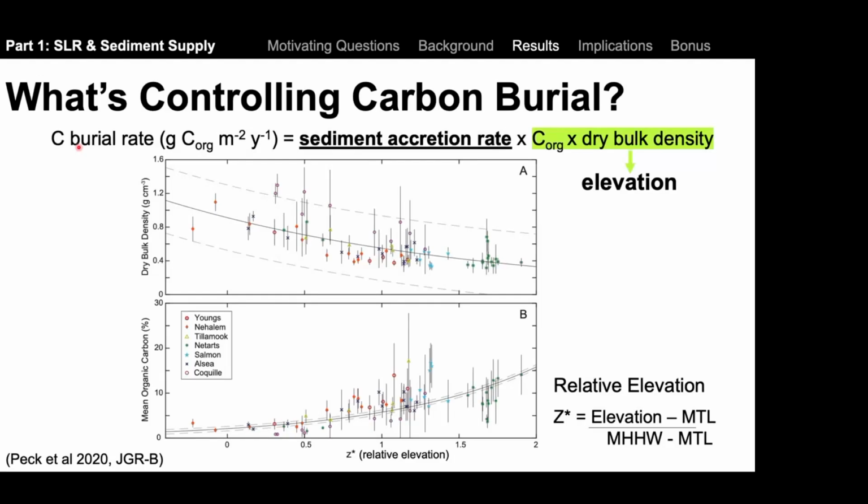And towards the beginning of this talk, I noted that organic carbon and dry bulk density tend to be controlled by elevation. And so just to indicate to you all that this trend is holding true in Oregon, I've plotted mean organic carbon contents and dry bulk densities over the top 50 centimeters of the 72 Oregon sediment cores against V star, which is a relative elevation term. So basically elevation normalized to tidal height. And we see a pretty nice relationship here.